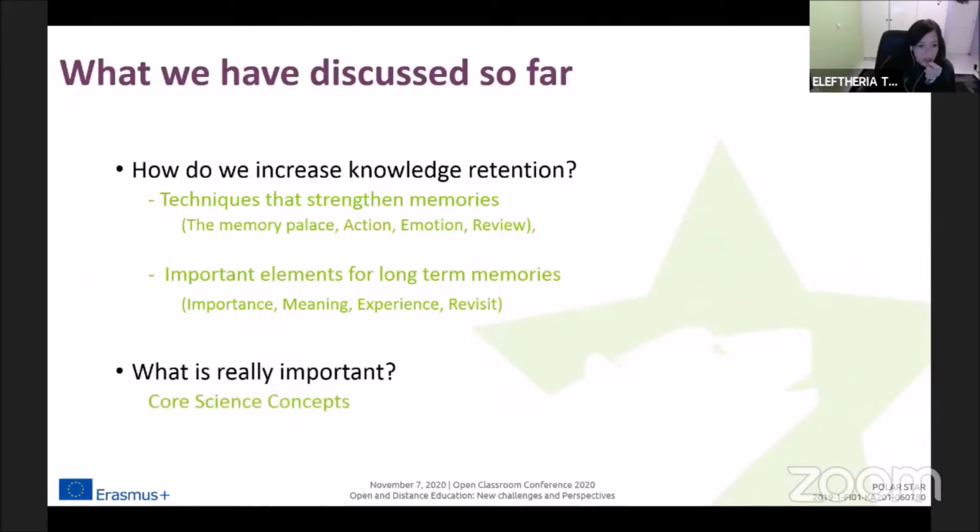And when it comes to what is really important, what we talked about is that not every piece of information is the same. Not all concepts are equally important. Some of them are more fundamental than others. So when it comes to what is really important, there is actually a set of core science concepts that we could consider as the most important pieces of information that we want our students to have.